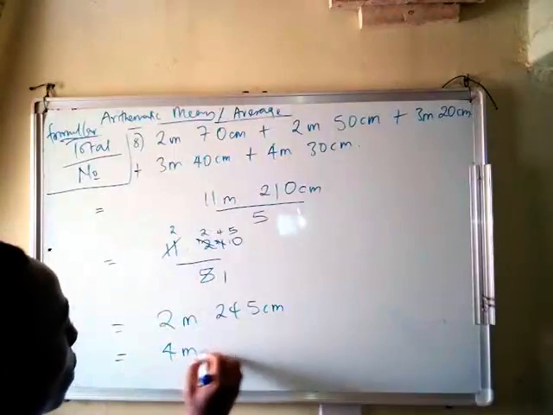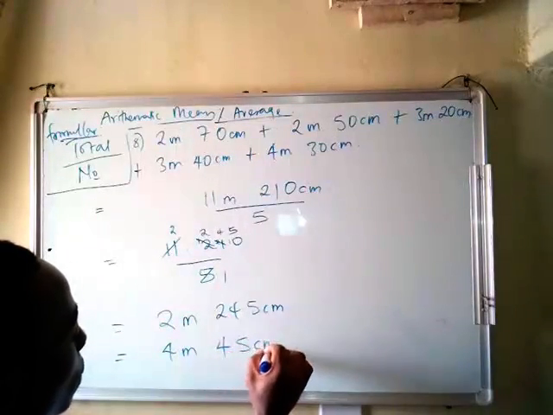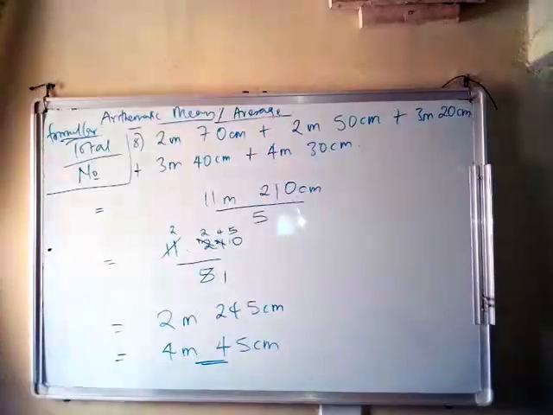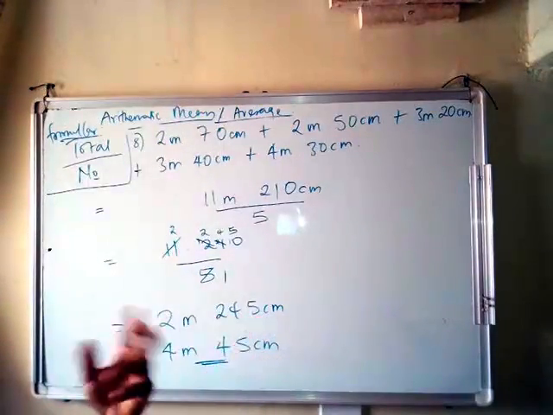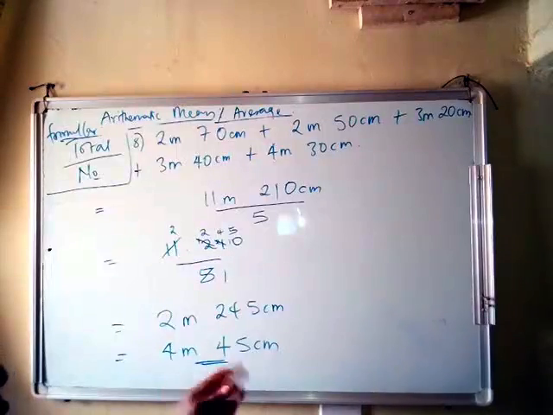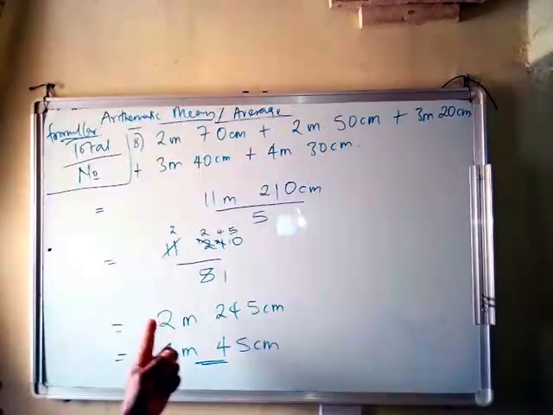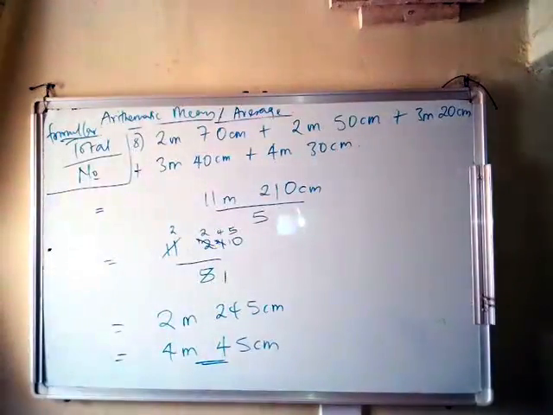So because remember this is 200, right? So since 100 centimeters makes 1 meter, you have 200, which is 2 meters. So that's 2 meters. We're adding it to this, which makes it what? 4. I hope you are following. Thank you. So let's move along.